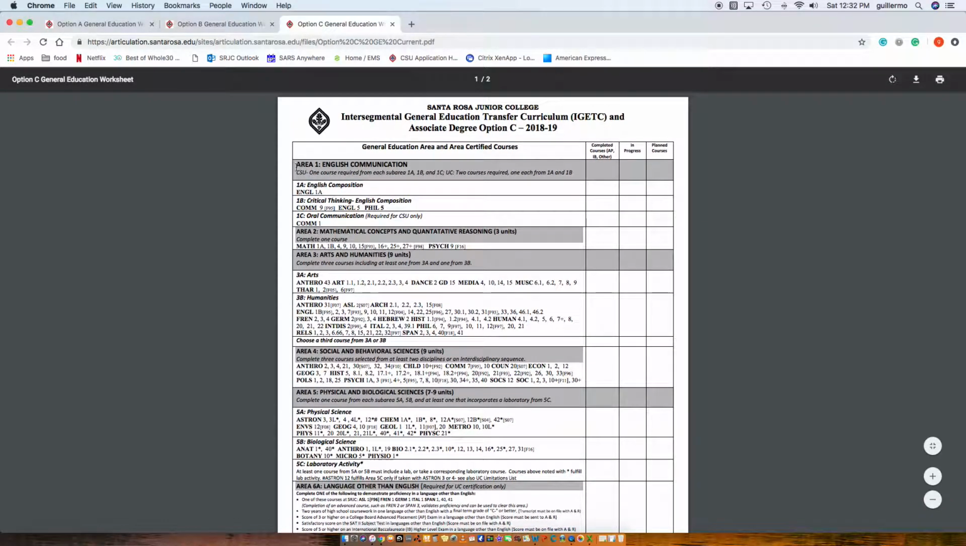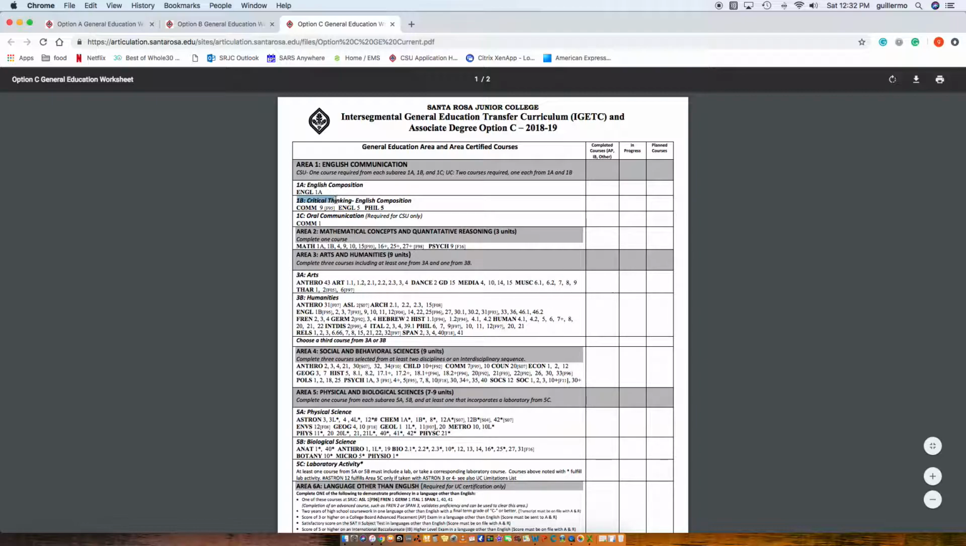Okay, so for IGETC to be able to transfer to Cal States, UCs, private schools, and some out of states, we have area 1, English composition. As you can see, for area 1A, we have English 1A, so it'll fulfill that area.